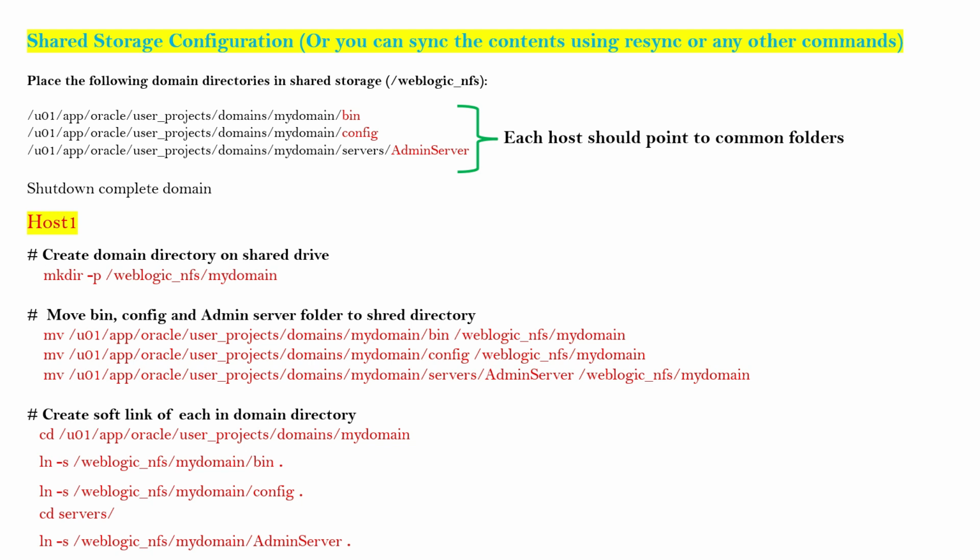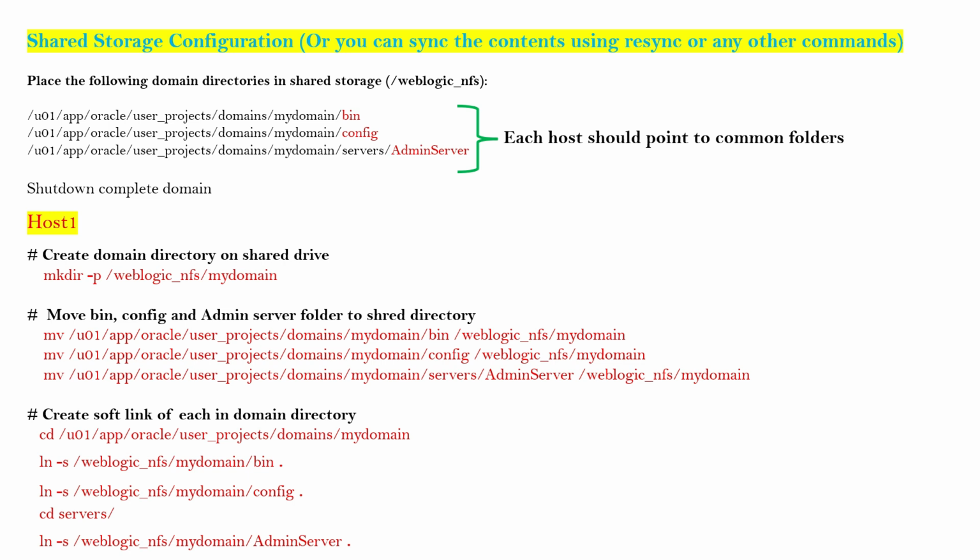And after that, I again went into my domain directory, which is my domain, and I created the soft link for all of this. Whenever I start my servers from any of the hosts, it looks for the local file system, the local domain. So all these physical directories are now on the shared drive, and in the actual domain location I only have the soft link of this location.